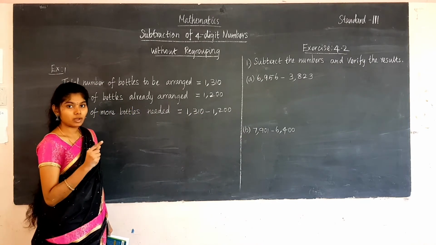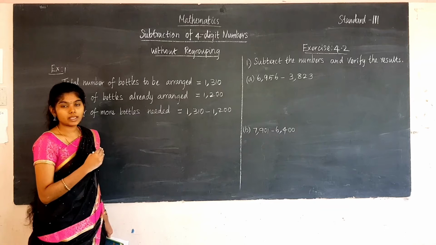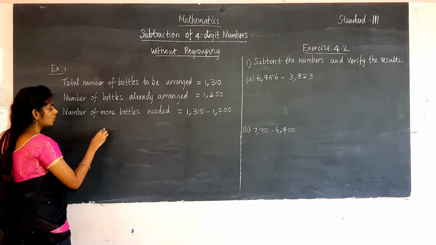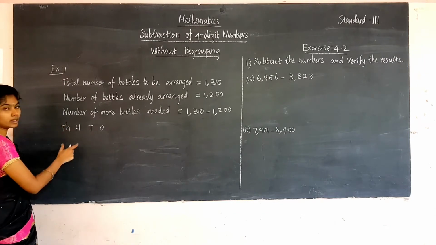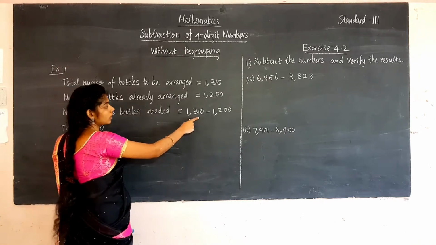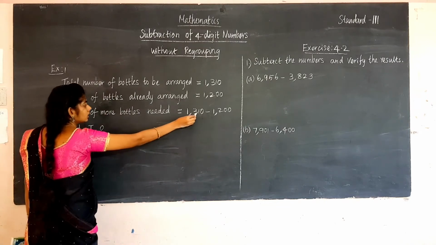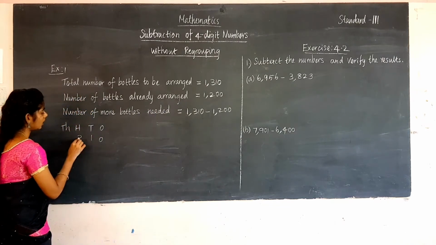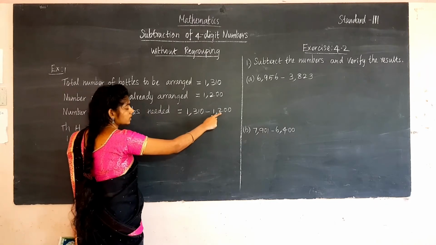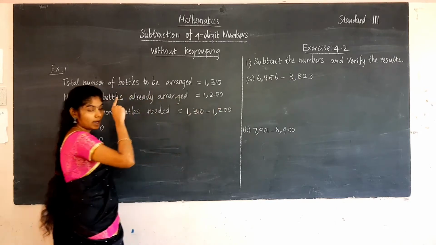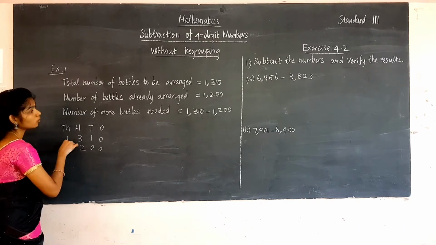So how will you subtract the numbers? First we have to write the place values. You know how to write the place values for a 4-digit number. Up to which place value will you write? Up to the thousands place. So write the place values first: ones, tens, hundreds and thousands. Now fill in the values in these places. The first number is 1310: 0 in the ones place, 1 in the tens place, 3 in the hundreds and 1 in the thousands. This number should be first. The next number to be subtracted is 1200. So write that number: 0 in the ones place, 0 in the tens, 2 in the hundreds and 1 in the thousands.